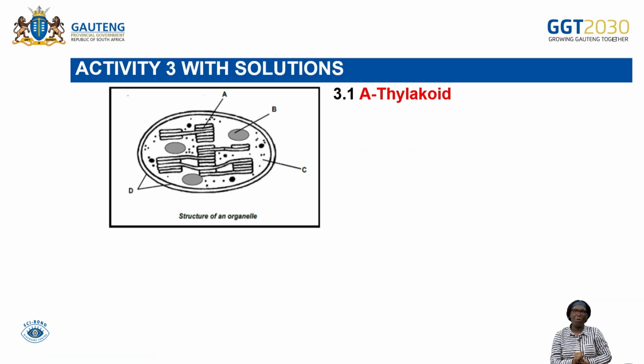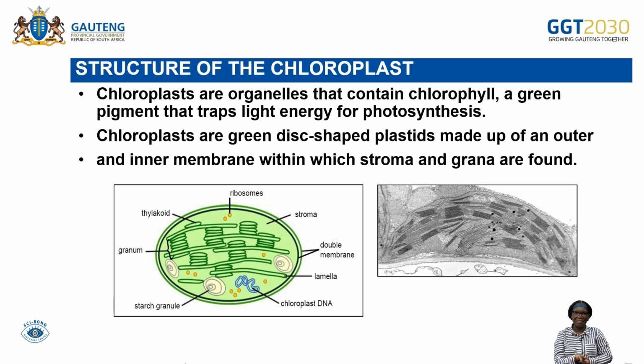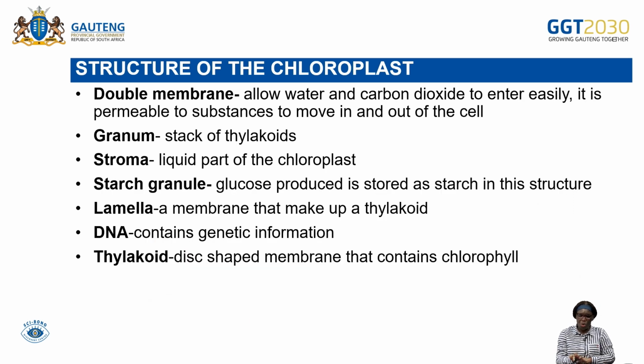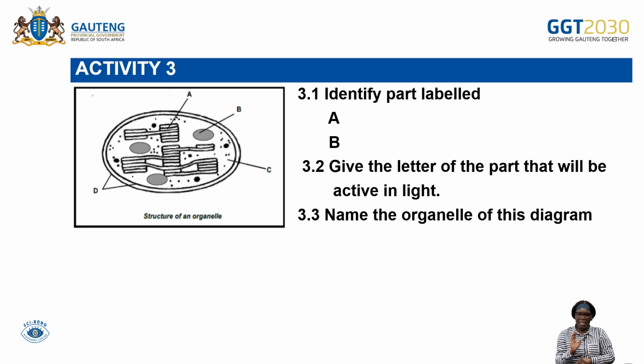A is the thylakoid. Can you see the thylakoid? Do you see the thylakoid? In that structure, it was something like this. So make sure that you know the structures very well. But thank you for listening and giving the correct answers.